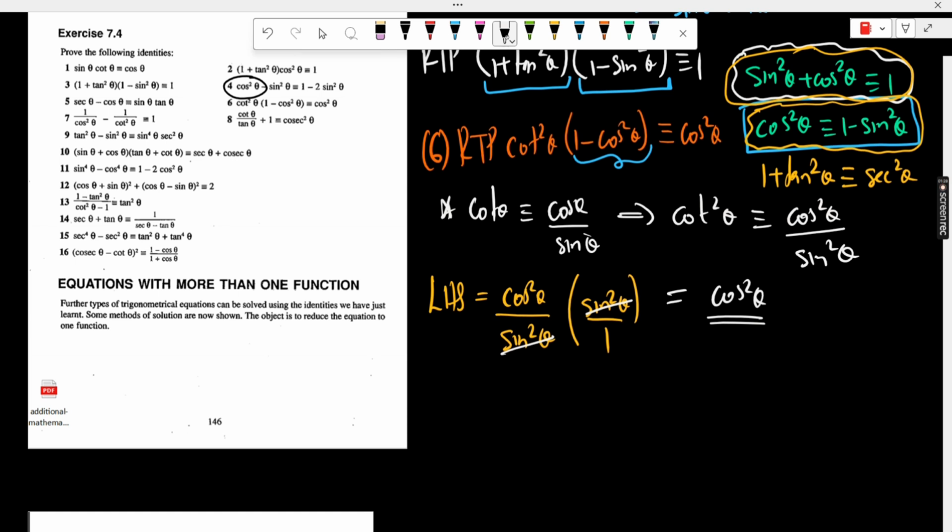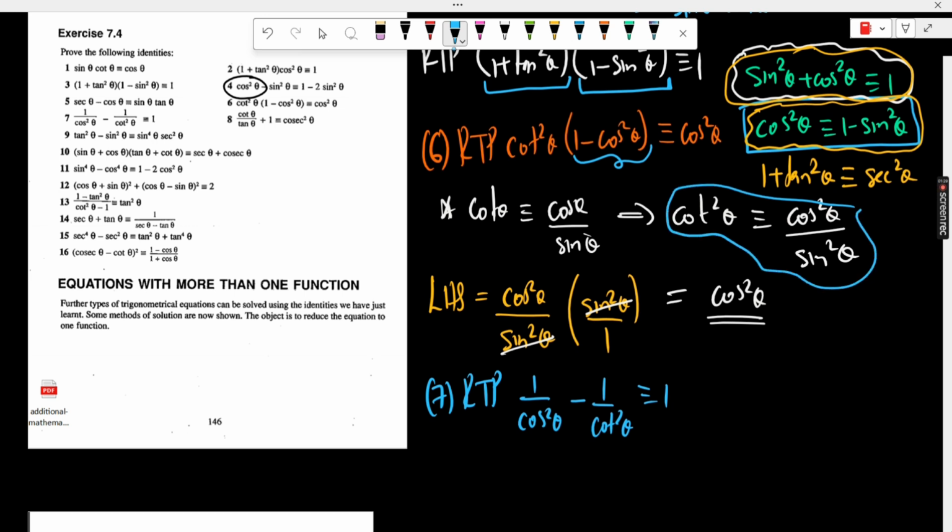Yes, sir. All right, that was number 6. Now let's try number 7. Number 7 says that we want to prove, RTP, that 1 over cos squared theta minus 1 over cot squared theta is equivalent to 1. So once again, we're going to use the fact that cot squared theta is equal to cos squared theta over sine squared theta.